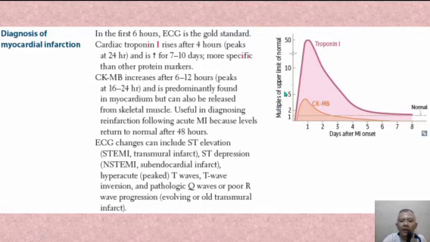Okay, myoglobin. We mentioned myoglobin a while ago. Myoglobin is a marker that easily rises as early as, I think, 1 hour after cardiac injury, and it goes back to normal after 1 day. It is the most sensitive marker for myocardial infarction.